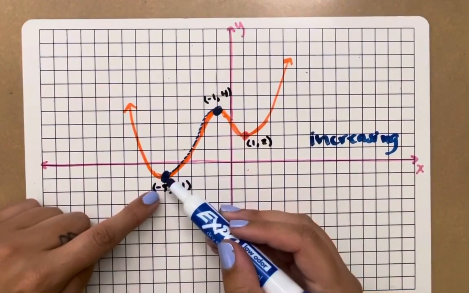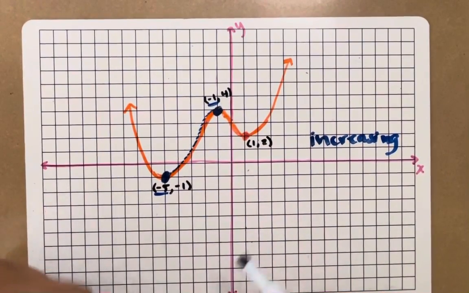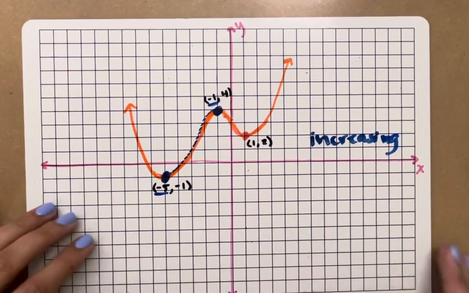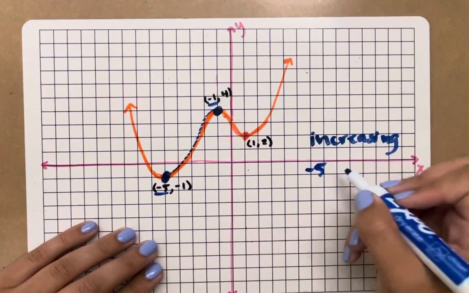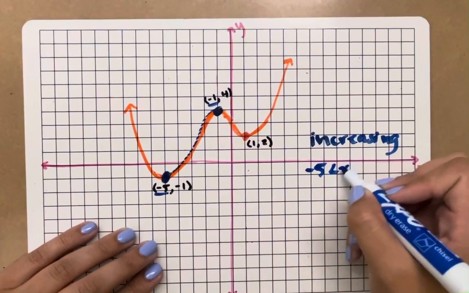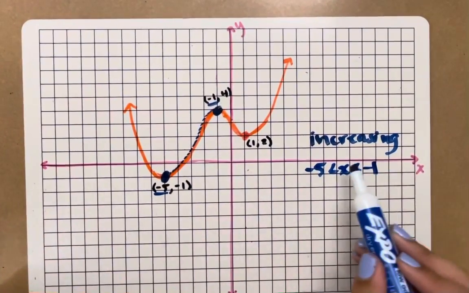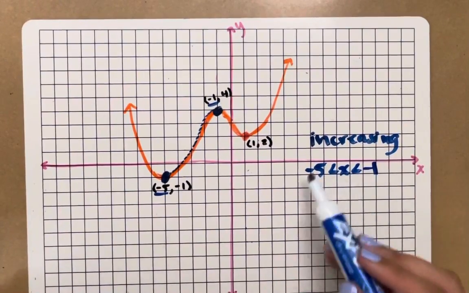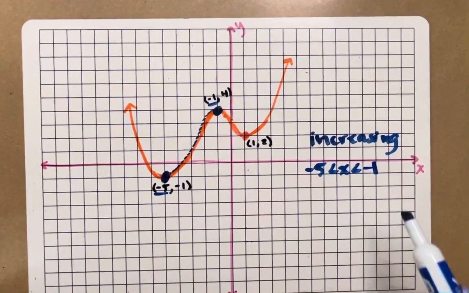It's increasing from, and I'm interested in the x values when I'm talking about the interval over which it's increasing, so it's increasing from -5, so I'll put -5 is less than x up until -1. So from -5 to -1, or I would read this as -5 is less than x is less than -1.